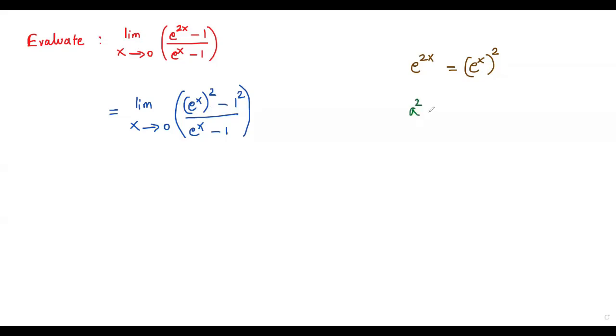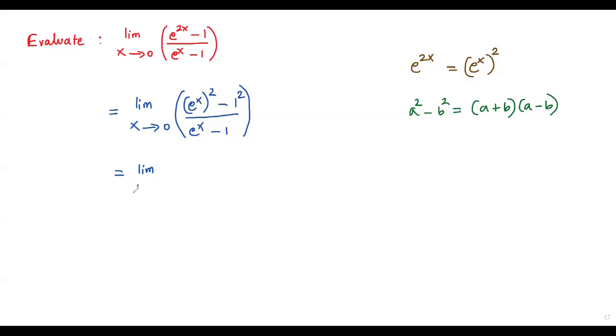What can I do if I get the form a² − b²? There is a basic algebraic identity: a² − b² equals (a + b) times (a − b). Whenever I have the difference of two squares in the form a² − b², it can be written in factor form, that is (a + b)(a − b). Comparing, I get a equals e^x and b equals 1. So for a + b, I can write e^x + 1, and for a − b, I can write e^x − 1. Let me do it in the next step.